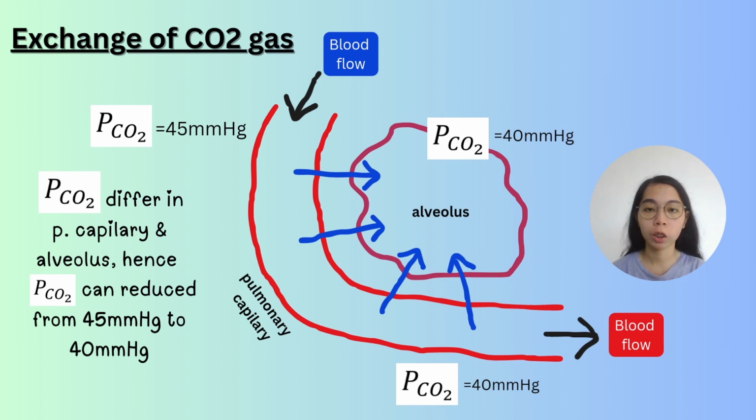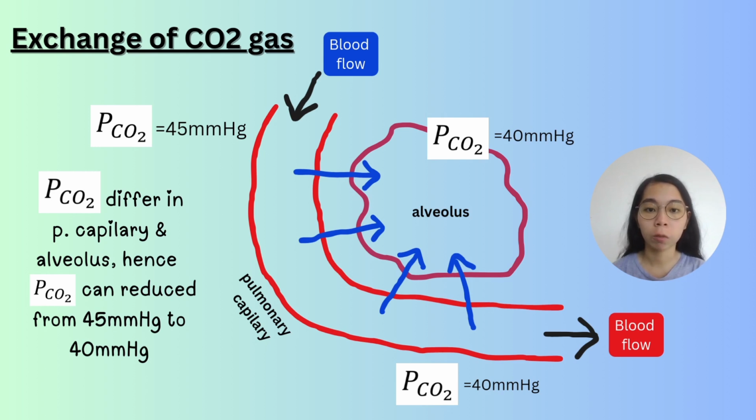After the exchange of oxygen gas, now we will move on to the carbon dioxide gas exchange. So in the alveolus, the partial pressure of carbon dioxide is low, which is 40 mmHg, while the partial pressure of carbon dioxide in the pulmonary capillary is slightly higher, which is 45 mmHg. So the difference of partial pressure of carbon dioxide in the pulmonary capillary and the alveolus allows it to reduce the pressure from 45 mmHg to 40 mmHg.